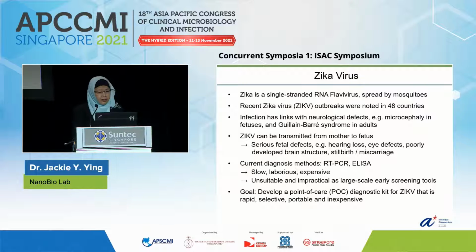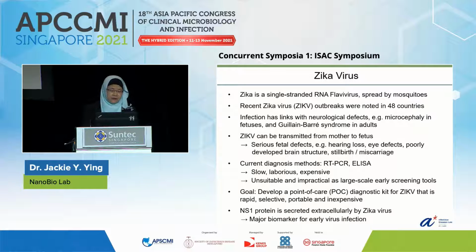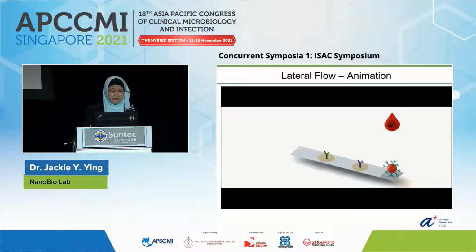The goal is really to develop a point-of-care diagnostic kit for Zika that is rapid, selective, portable, and inexpensive. In particular, we are interested in the NS1 protein, which is secreted extracellularly by the Zika virus. This could be a major biomarker for early virus infection.